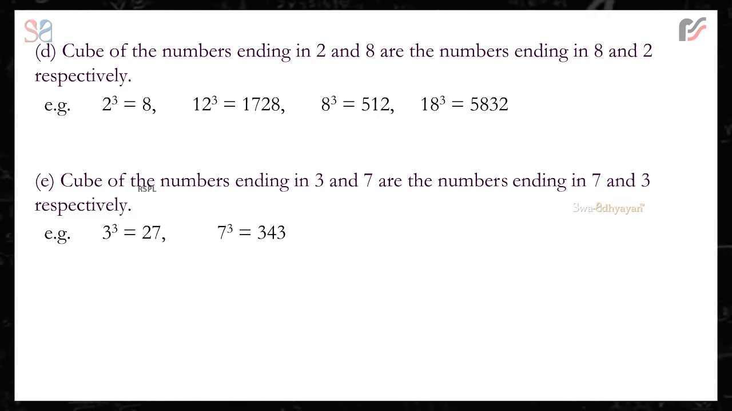E. Cube of the numbers ending in 3 and 7 are the numbers ending in 7 and 3 respectively. For example, 3 raised to the power 3 is equal to 27. 7 raised to the power 3 is equal to 343.